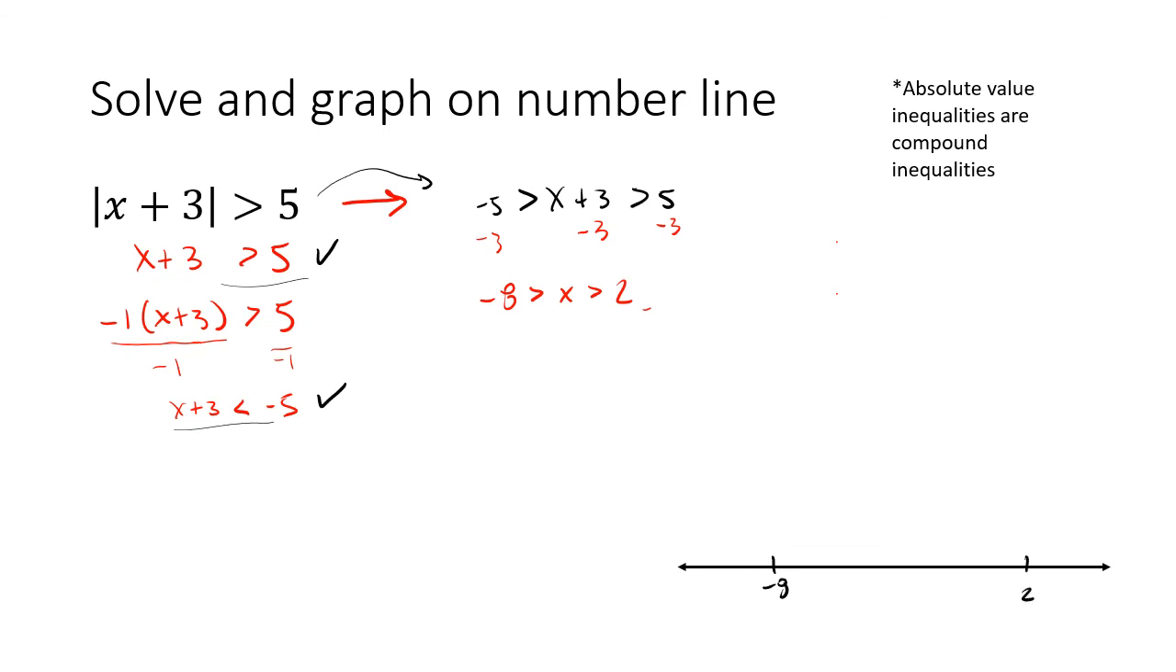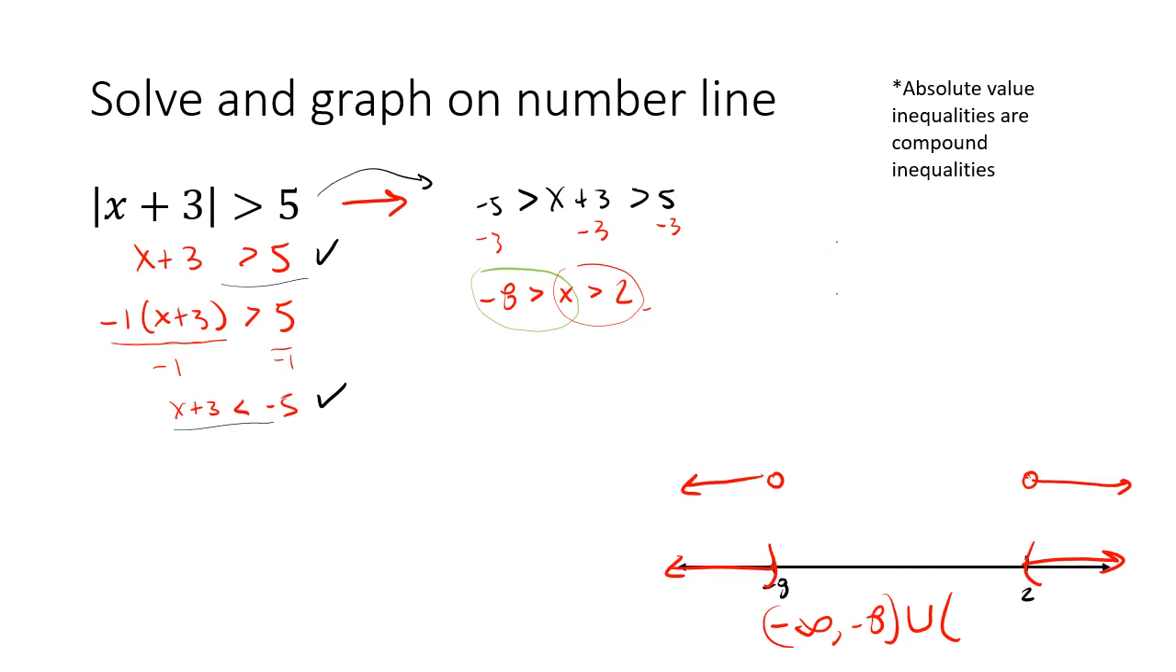If I graph this part, that's going to be a closed circle, and we're going to shade to the left. That's what x is less than -8. And then this part, x is greater than 2, would be like this. And so we're just going to put that down on the number line now. Actually, let's do it with the parentheses for non-inclusive. So it's -infinity to -8, and then union to represent this space in between, because it's an or statement, 2 to infinity, and then we're done.